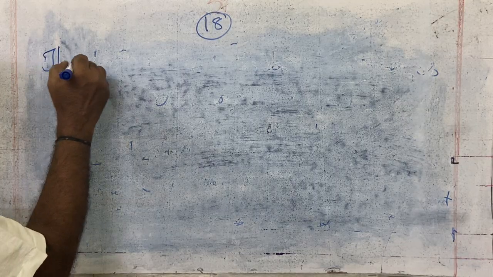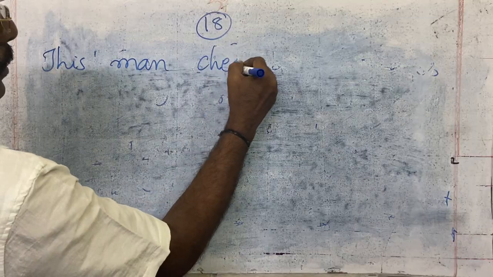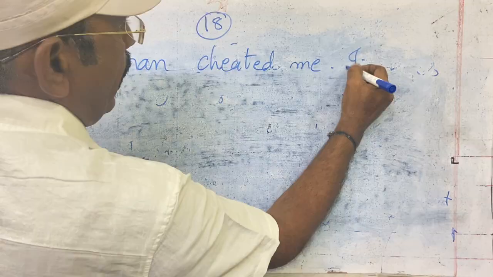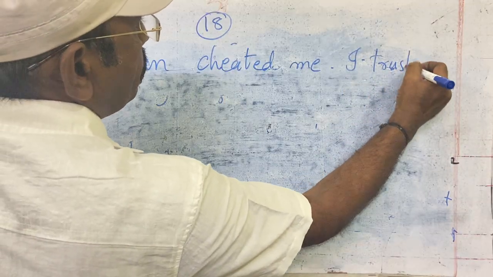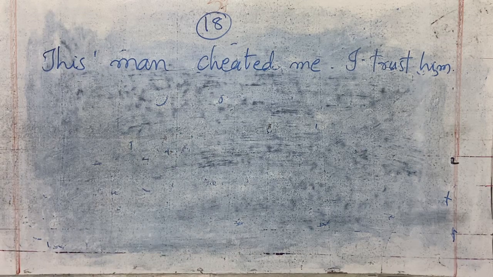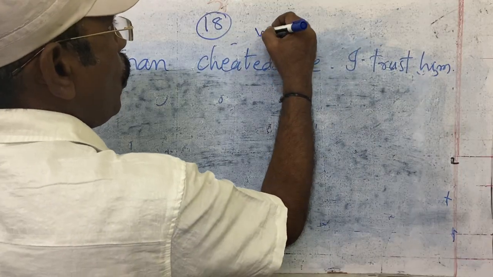Next one, textbook. This man cheated me. I trusted him. So what is the conjunction given here? Whom. Yeah, it is a whom.